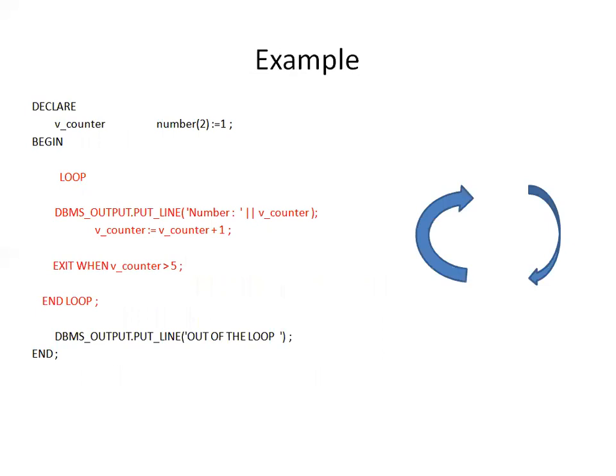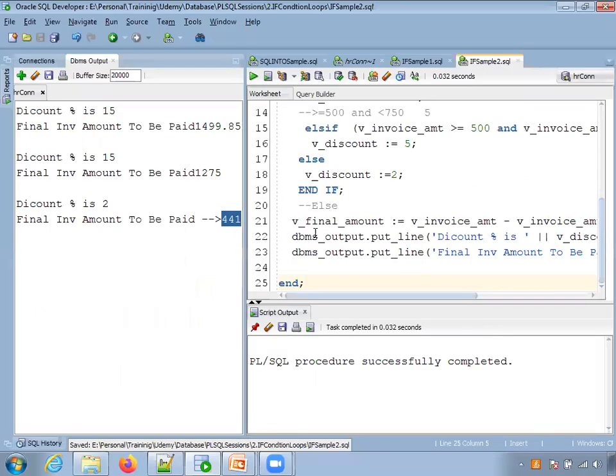Here if you observe, we have a variable called v_counter, and we have the keywords LOOP and END LOOP. And here what are we trying to do? We are just iterating the loop until the counter variable reaches 5. When the counter variable reaches the value 6, it will come out of the loop. That's how it is trying to evaluate, right? So I'll close all the things which are not required.